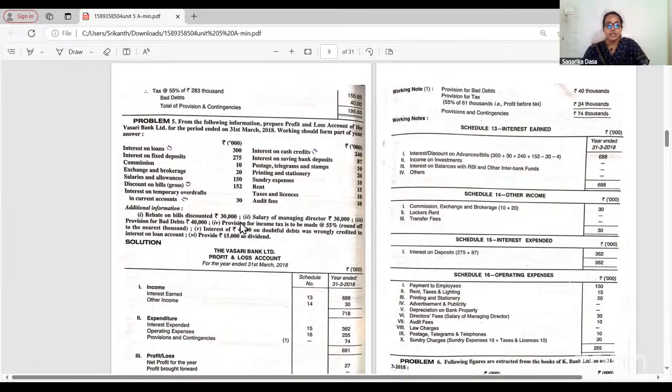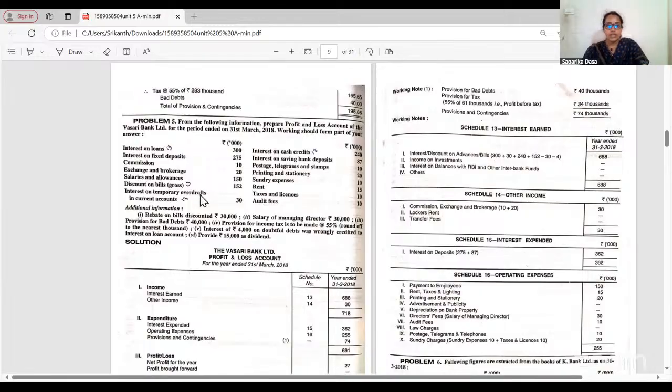Okay. Another one. Here, if you see this adjustment, interest of 4,000 on doubtful debts was wrongly credited to the interest on loan account. That is, this 4,000 doubtful debts amount was taken and put into the loan account. That is a wrong adjustment, so we are now rectifying it. So we have to deduct it.